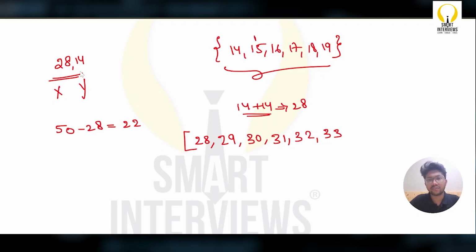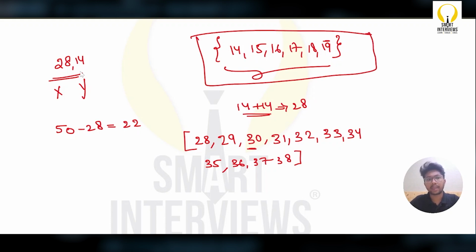Next, 15 plus 15 is 30, already there. 15 plus 16 is 31, already there. 32, 33, I'll add 34. Next, 16 plus 16 is 32, already there. 16 plus 17 is 33, 34, 35. I'll add 35. Next, 17 plus 17 is 34, there. 35, I'll add 36. Then 18 plus 18 is 36, there. 18 plus 19 is 37. At last, 19 plus 19 is 38. So these are the sums we can generate from these numbers, right?